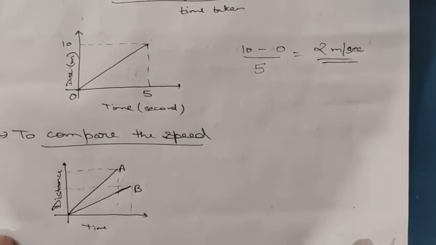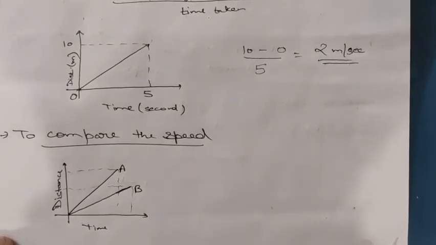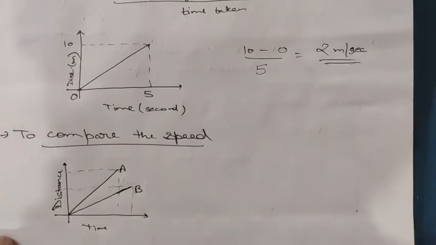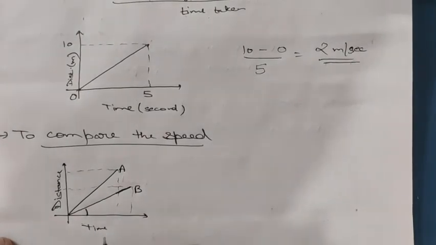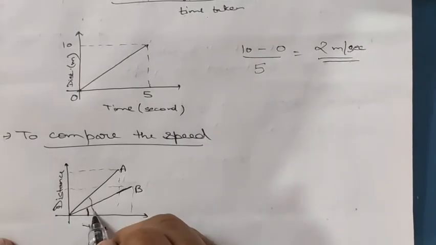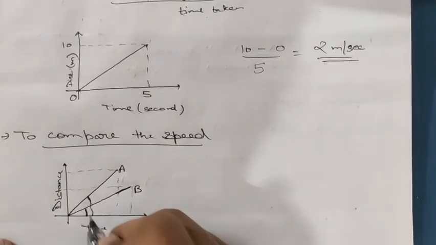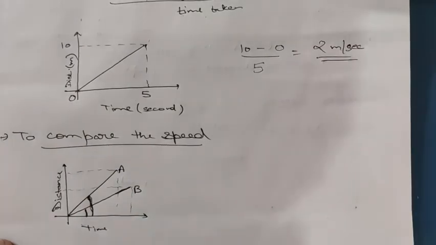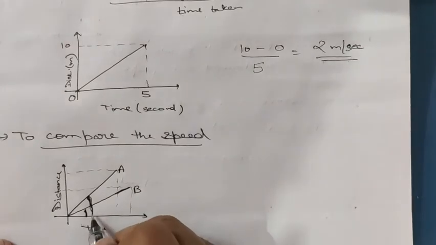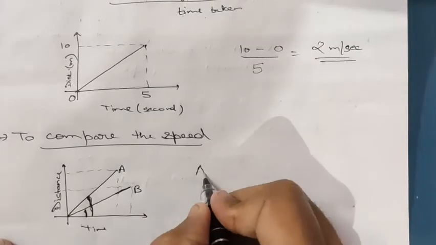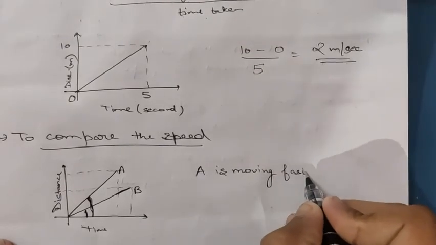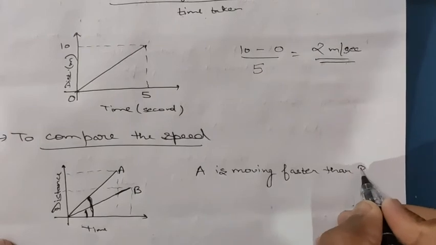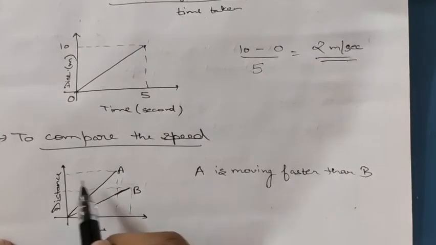Or you can also say the steeper the graph, the more the speed. What do I mean by steep? It means the angle that the graph has made with the x-axis, or the time axis. Tell me, is this angle more or this angle? Definitely this angle is more, and this angle is less. The graph with the greater angle moves with the greater speed. So I can say that A is moving faster than B. Otherwise you can also look at it like this: the distance covered is more and the time taken is less.